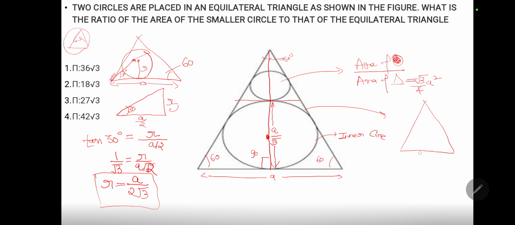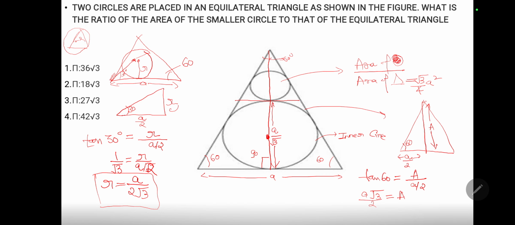Okay, and I know this is the base for this triangle. I need to find out the altitude, and I know the angle, so I can simply go for the tan 60 formula. I need to find out the altitude, and my base is given like this. So tan 60 is equal to root 3, and if I take a by 2, this is my altitude.